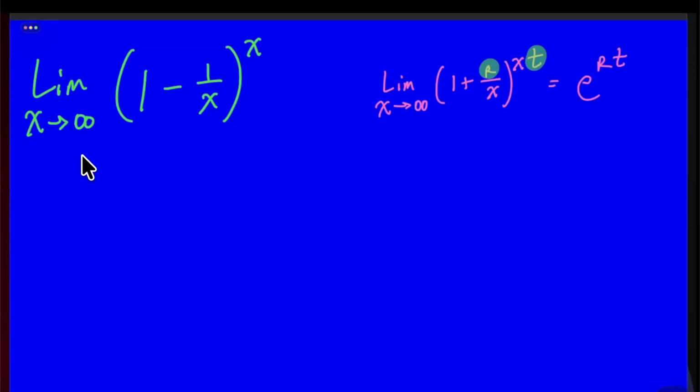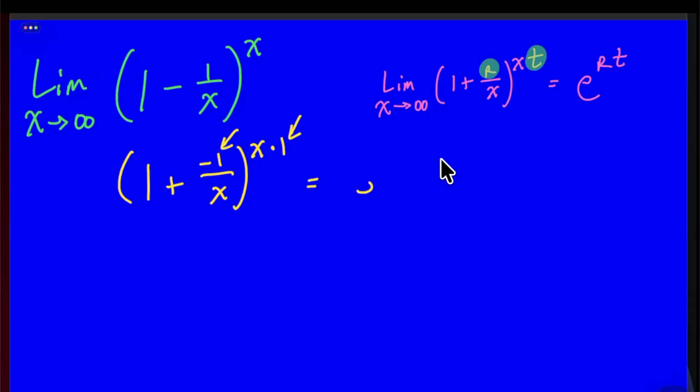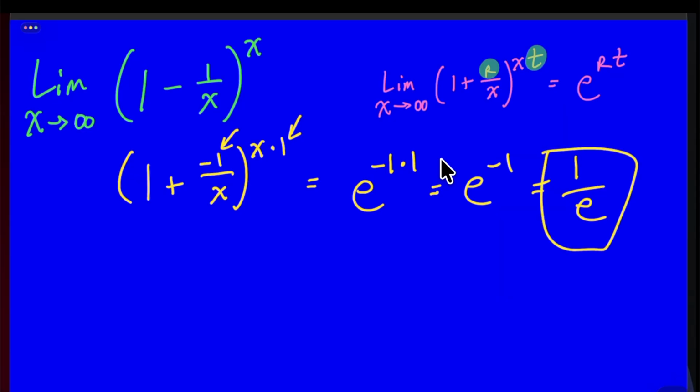Next, we have the limit as x approaches infinity of 1 minus 1 over x raised to the x. So we recognize this as this formula over here in disguise. So let's change this to 1 plus negative 1 over x raised to the x times 1. Folks, there's your r, there's your t. Those are the only entities that survive. e to the negative 1, or 1 over e, is your final answer.